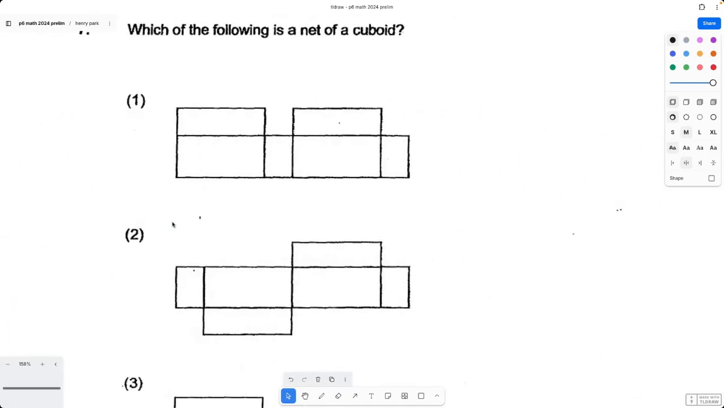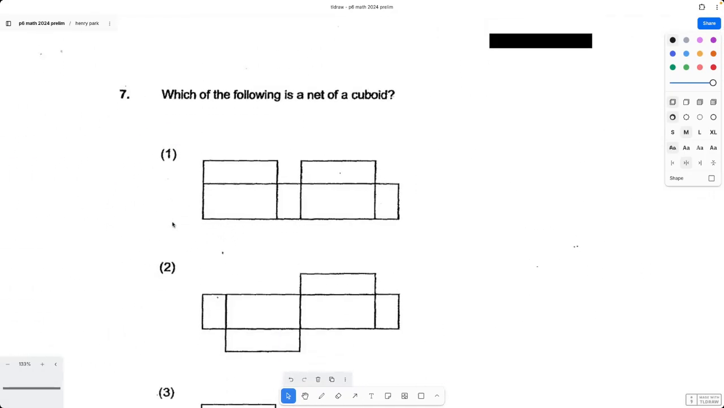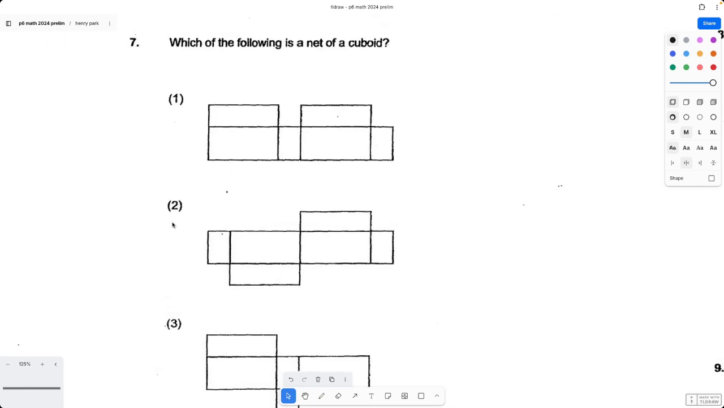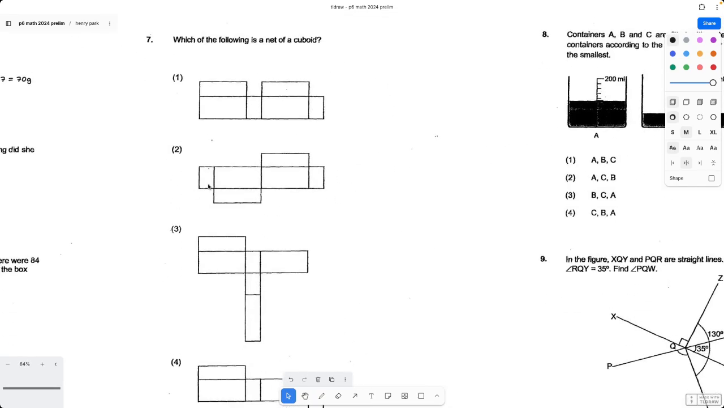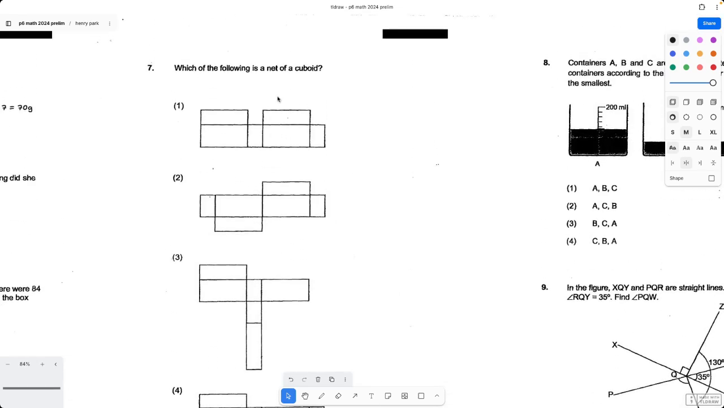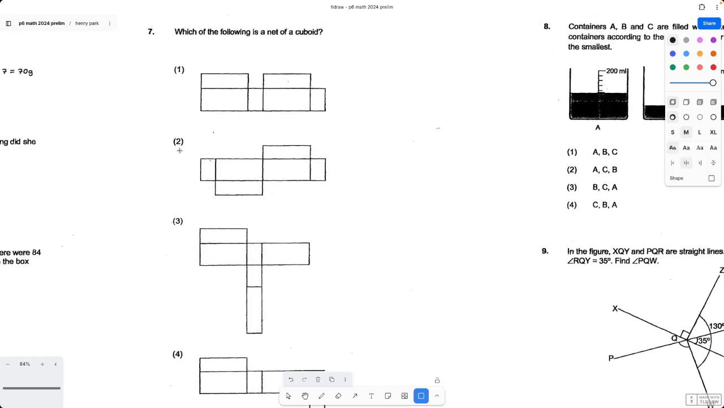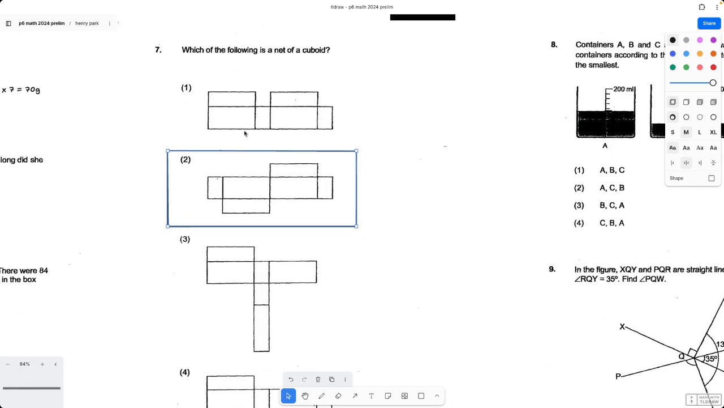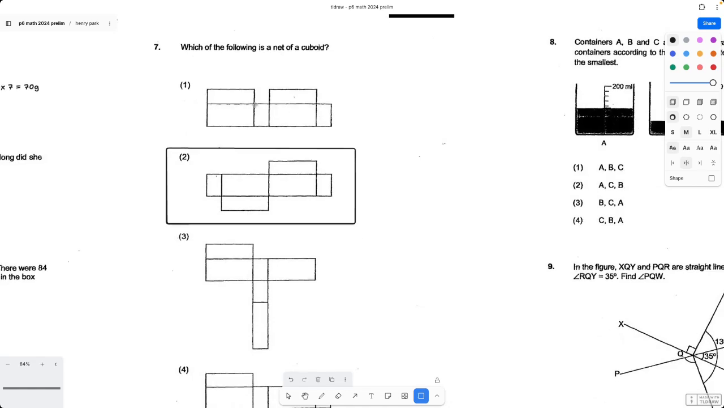All right, question number 7. Which of the following is a net of a cuboid? Usually, if you remember stuff, number 2 is the answer. Okay, so this one, sadly, you have to, in a way, remember. You can visualize as well. So if one of the sides is like this, then it should be right.